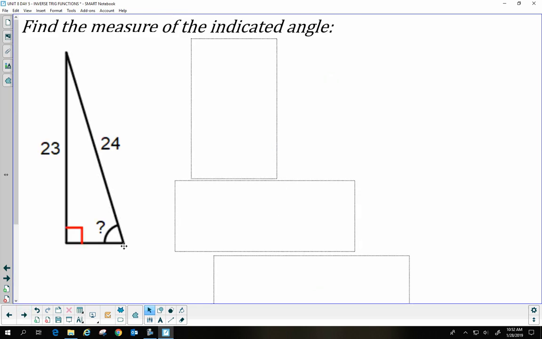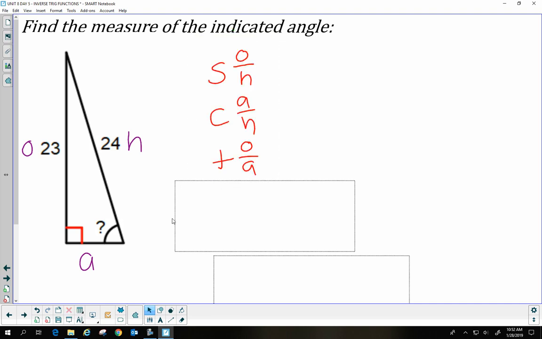So let's do one last one together. I'm looking for an angle again. 24 is my hypotenuse. 23 is opposite the angle I'm looking for. And then this side that I don't know is my adjacent side. I'm writing my three options down. And I see that I know the opposite and I know the hypotenuse, so that means sine is the function we're going to use.